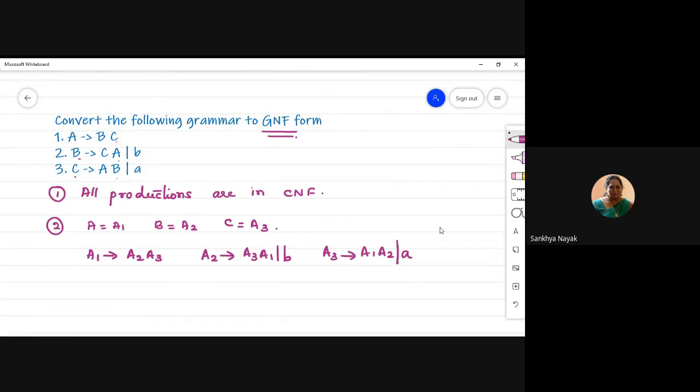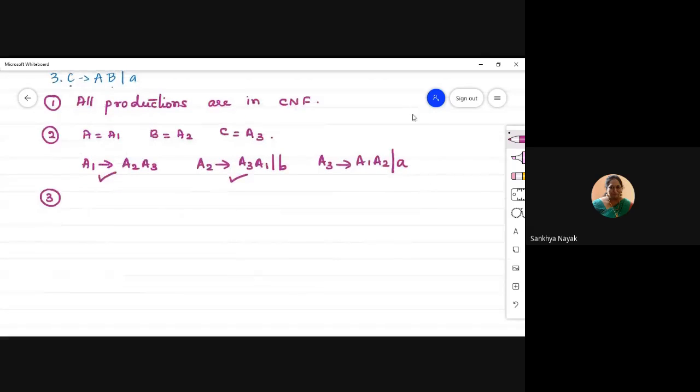Now you can see this first two productions for third step. If you see the first two productions, both these productions are in the required form. What is the required form? Ai derives Aj alpha, where i should be less than j.